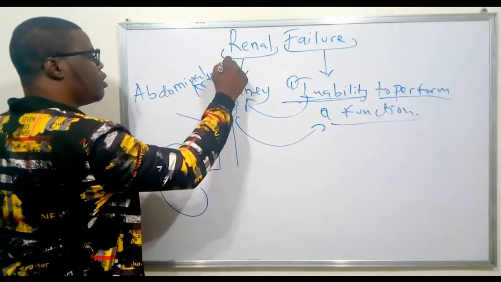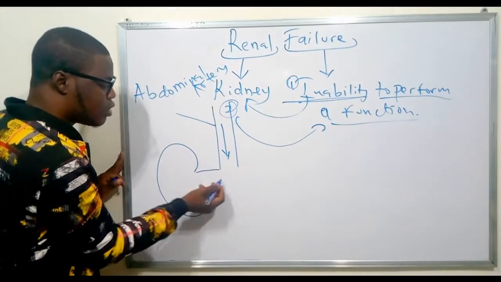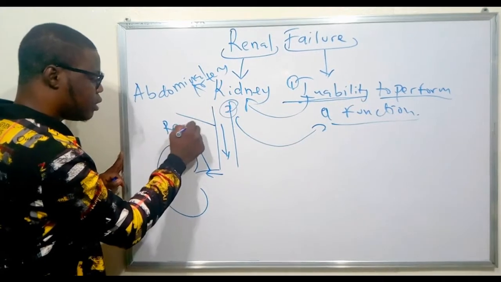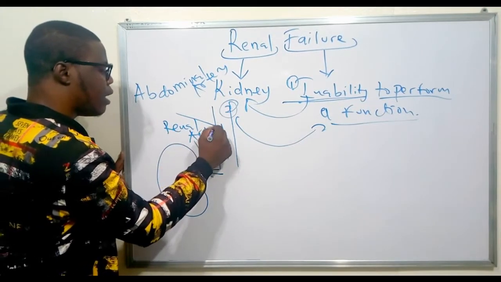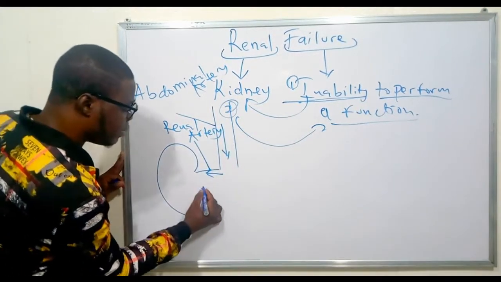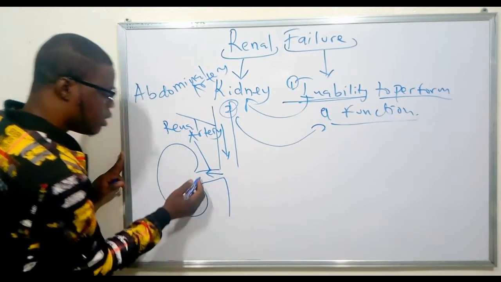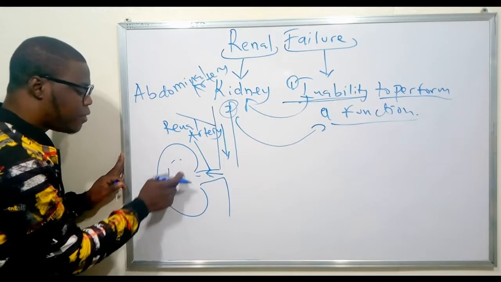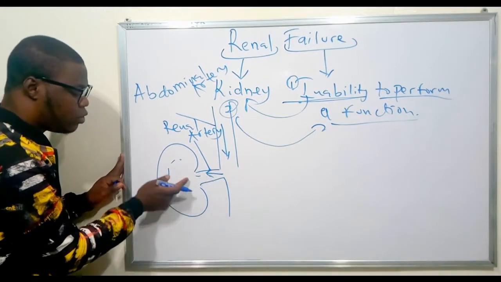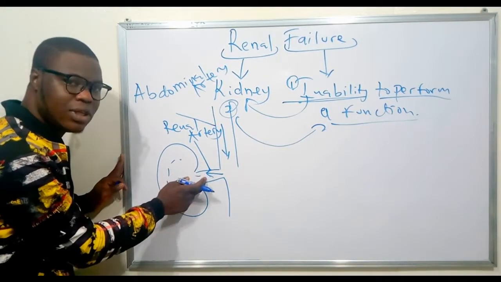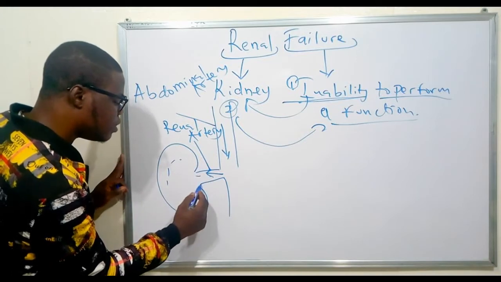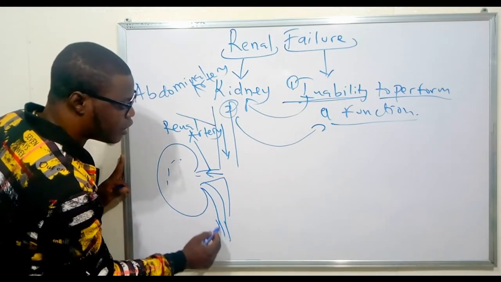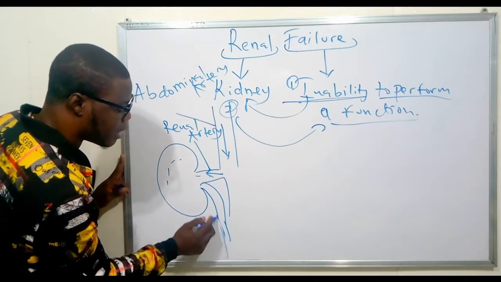The abdominal artery is going to branch into this artery here called the renal artery. And from there, the blood is going to enter into the kidney proper. The kidney is going to form urine from that blood entering into the kidney from the renal artery. And when it forms, the urine is going to pass out through a tube-like structure called the ureter.